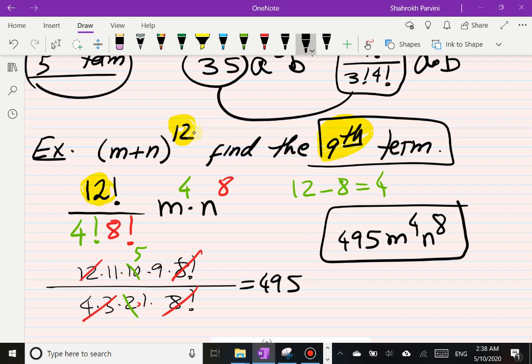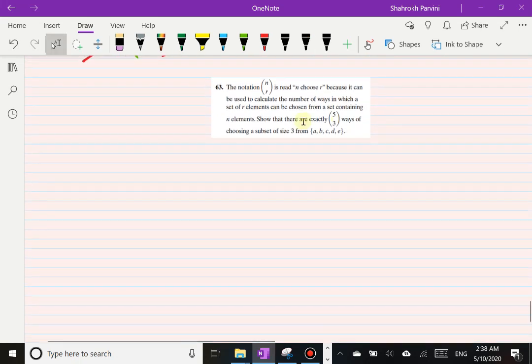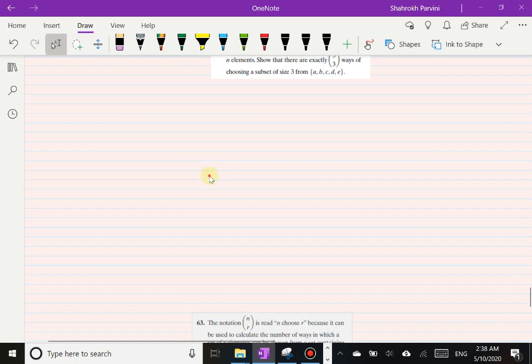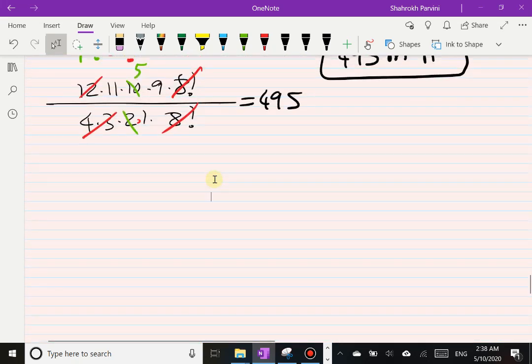Okay, and that is the one that I made up. Now let's take a look at a couple in the book and we'll be almost done. I'll save the best for last, number 63, which is not part of your exercise. Okay, so 2 more and we're done with this section. Okay, let's take a look at number 46.